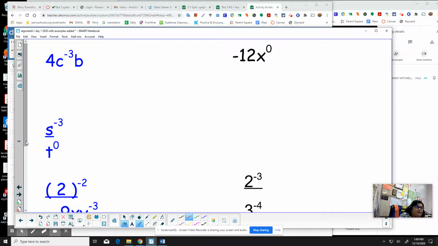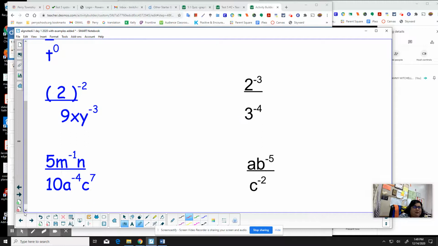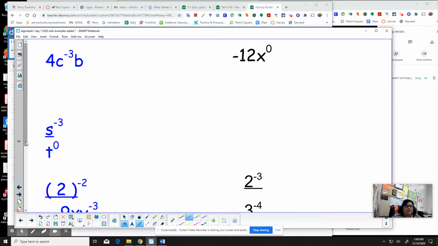Okay, press pause, and can you give these a try and see what you come up with, please? And then I'll do them too. Give these a try. All right, here we go.